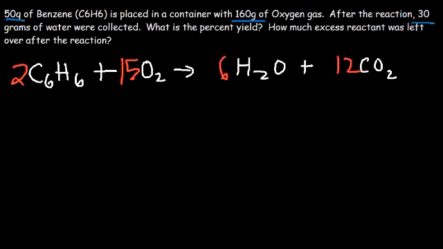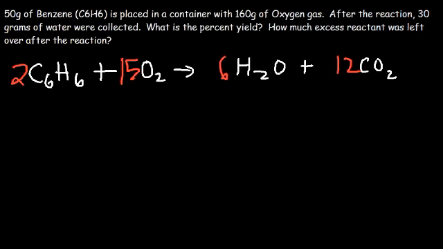The actual yield is associated with the product. Benzene is a reactant. O2 is a reactant. So water is a product. So the 30 grams of water represents the actual yield. So we'll use that later. But let's find the theoretical yield of the same substance, water.